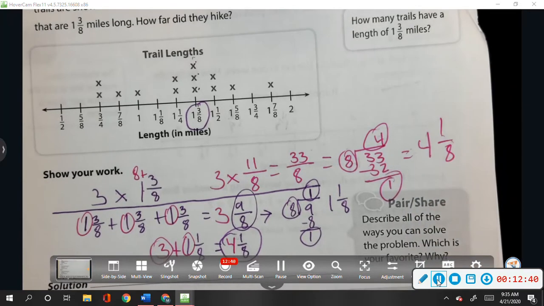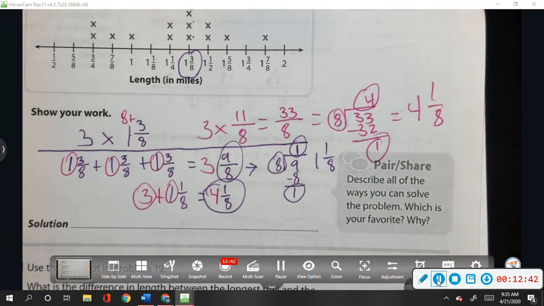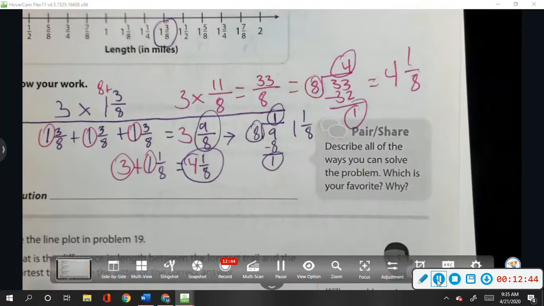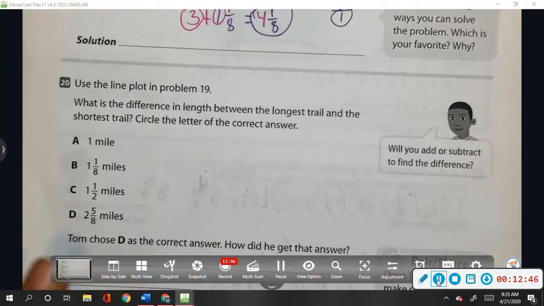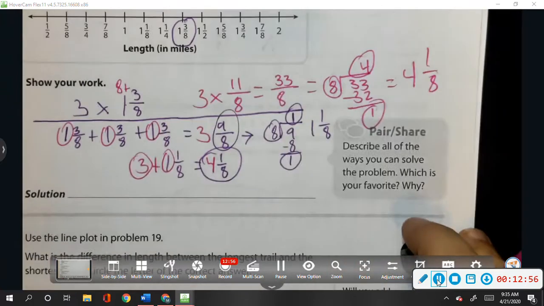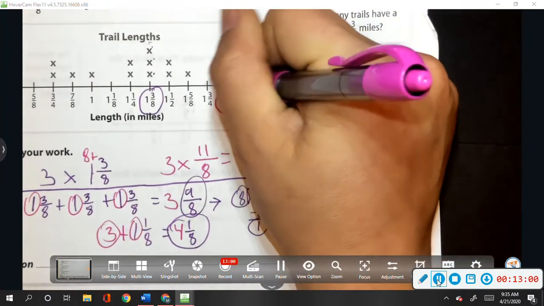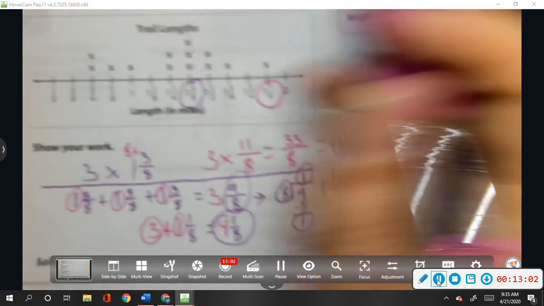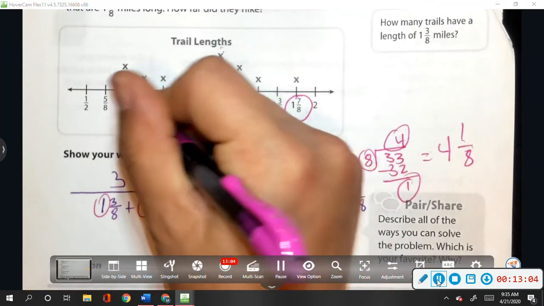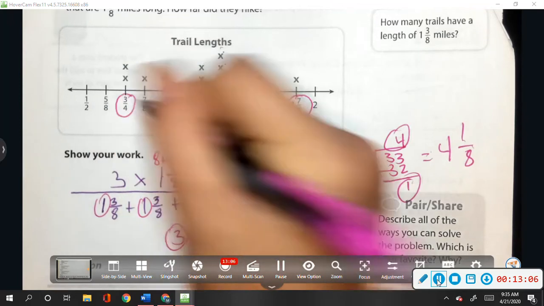You can do it either way, whichever way you're more comfortable with. Number 20. It says, use the line plot in problem 19. What is the difference in length between the longest trail and the shortest trail? Circle the correct answer. So our longest trail is 1 7/8. Our shortest trail is 3 1/4.